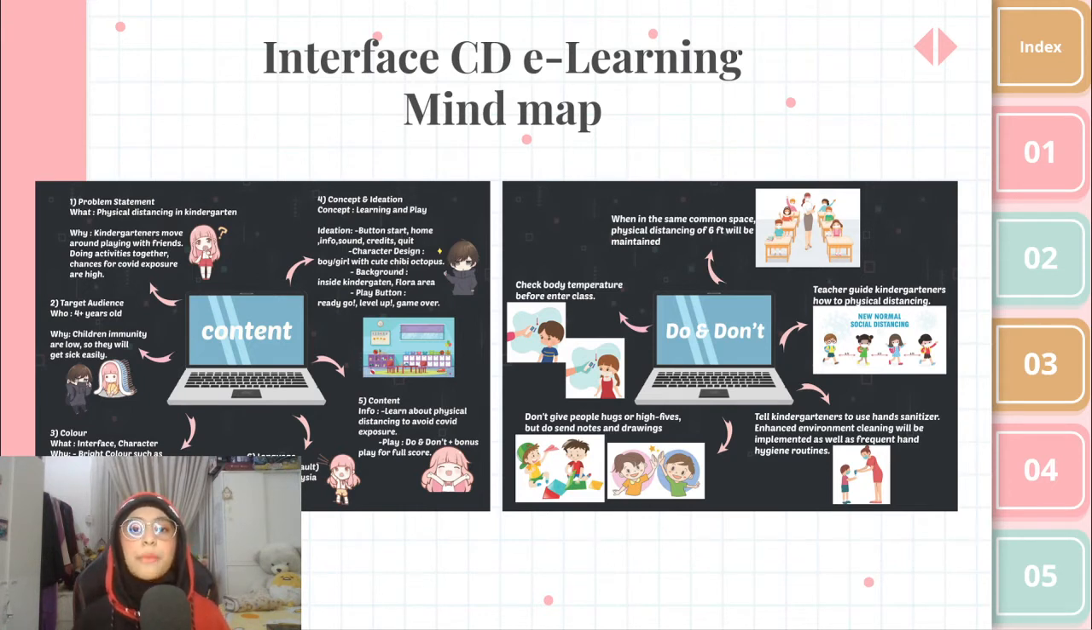When in the same common space, physical distancing of 6 feet will be maintained. Teachers guide kindergartners on how to do physical distancing. Tell kindergartners to use hand sanitizer. Enhanced environment cleaning will be implemented, as well as frequent hand hygiene routines. Don't give hugs or high fives, but do send notes and drawings. Check body temperature before entering class.